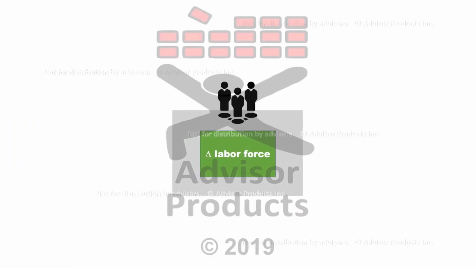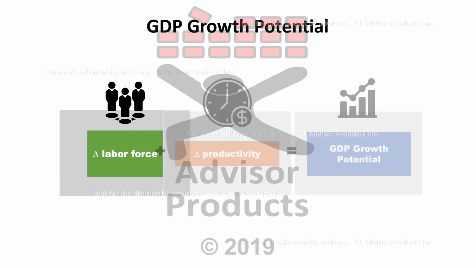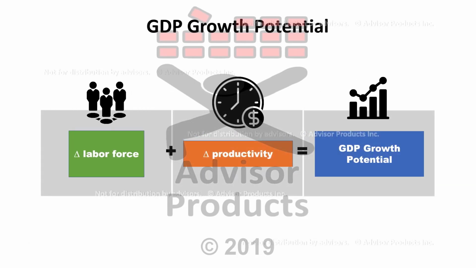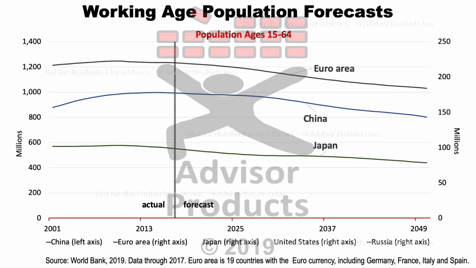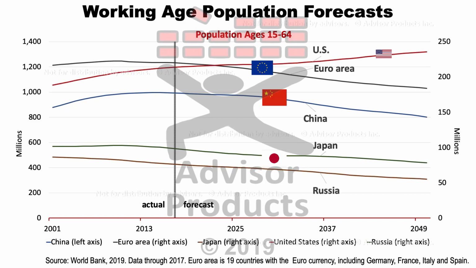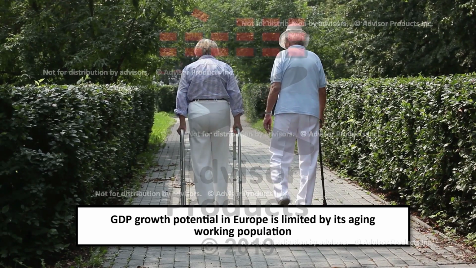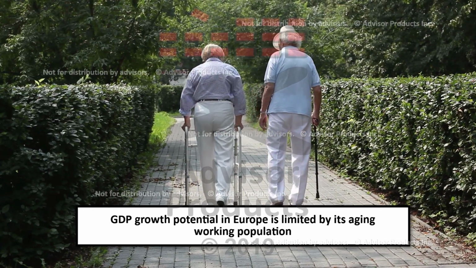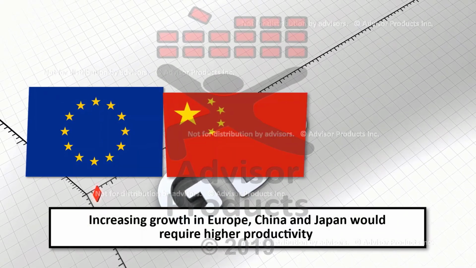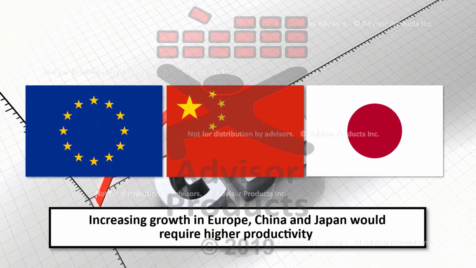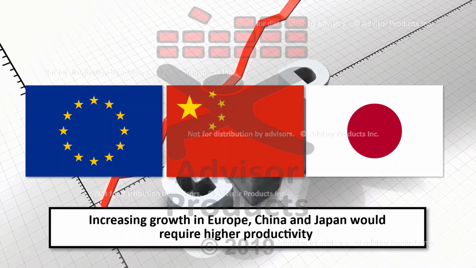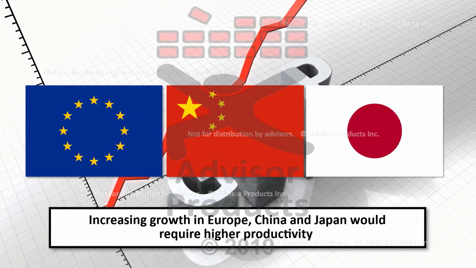A nation's economic growth potential is a simple equation, driven by the size of its labor force, the working-age population, and its rate of productivity. The working-age population trends in China, Japan, and Europe, the world's largest economies after the U.S., are unfavorable relative to the United States. GDP growth potential in Europe is limited by its aging working population. To increase growth in Europe, China, and Japan in the face of this demographic headwind would require higher productivity, but productivity gains are hard to plan.